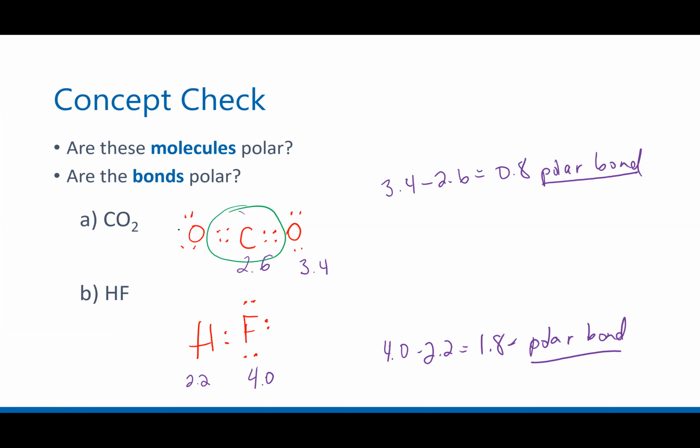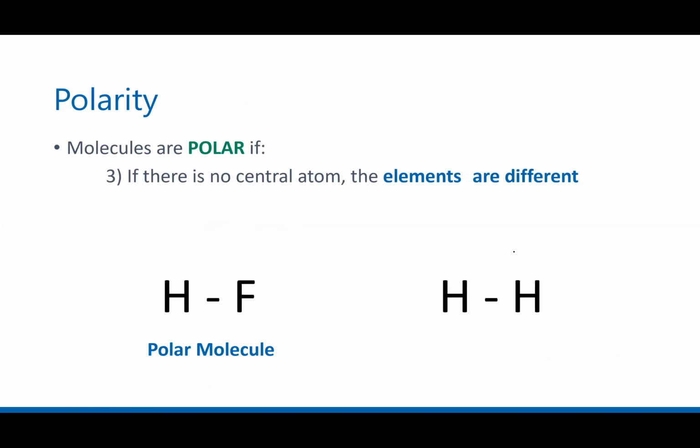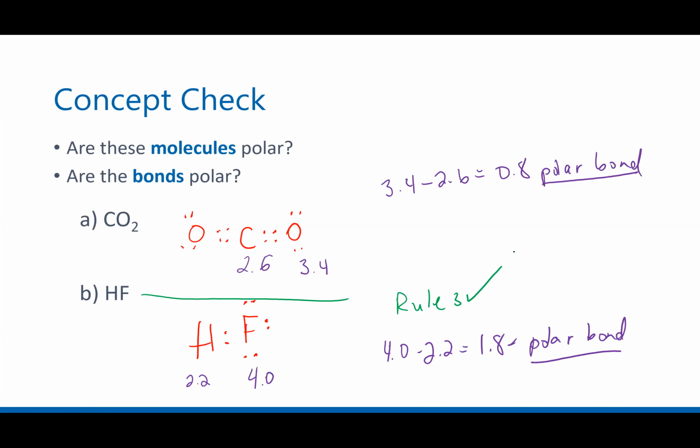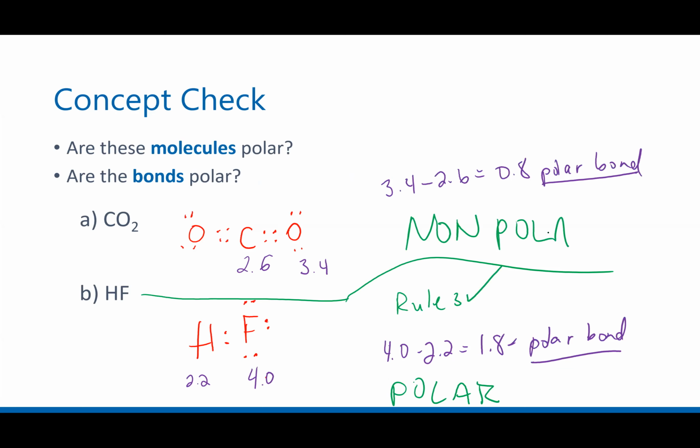Right, that does not have any lone pairs. All the electrons around it are bonded. This doesn't even have a central atom down here. It would follow rule 3, where if there is no central atom, the elements are different. So this molecule here is polar. This molecule here is nonpolar.